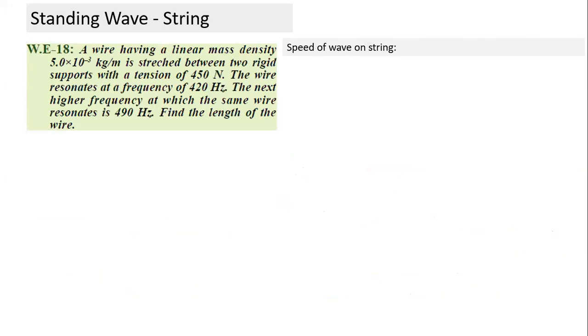Next question. And this is something you can relate to. This is how actual musical instruments are. They have some linear mass density; those are wires, like a guitar or sitar, different instruments. And a tension is applied to the wire. It resonates, producing sound of a particular frequency.